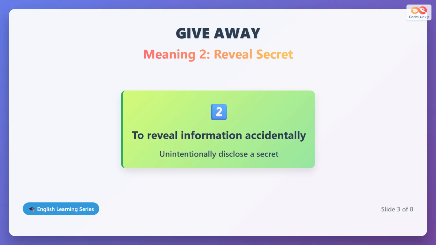Give away meaning two is to reveal information accidentally. This happens when you unintentionally disclose a secret. Your words or actions betray what you wanted to keep hidden. For example, your facial expression might give away that you know a surprise. This meaning shows unintentional revelation.